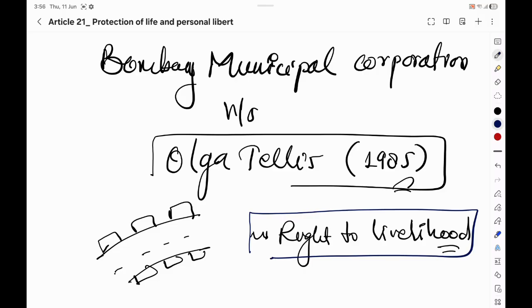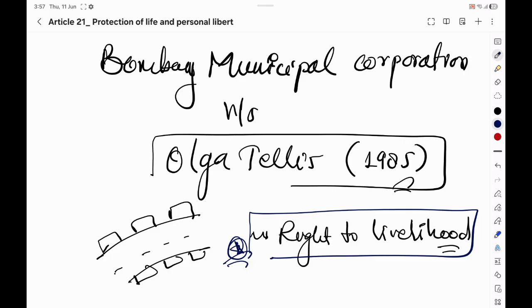And life means what? More than a physical existence. Life means to live with human dignity, a meaningful existence. The court held that these pavement dwellers, those living on public property or footpaths, do not have any absolute right to occupy public land. The Bombay Municipal Corporation has the right to evict them, but the eviction must follow what? Due process. That is, before the eviction, notice is required, an opportunity of hearing is required, and a fair procedure must be followed. Hence, in this case, the right to livelihood has been recognized as part of the right to life under Article 21.